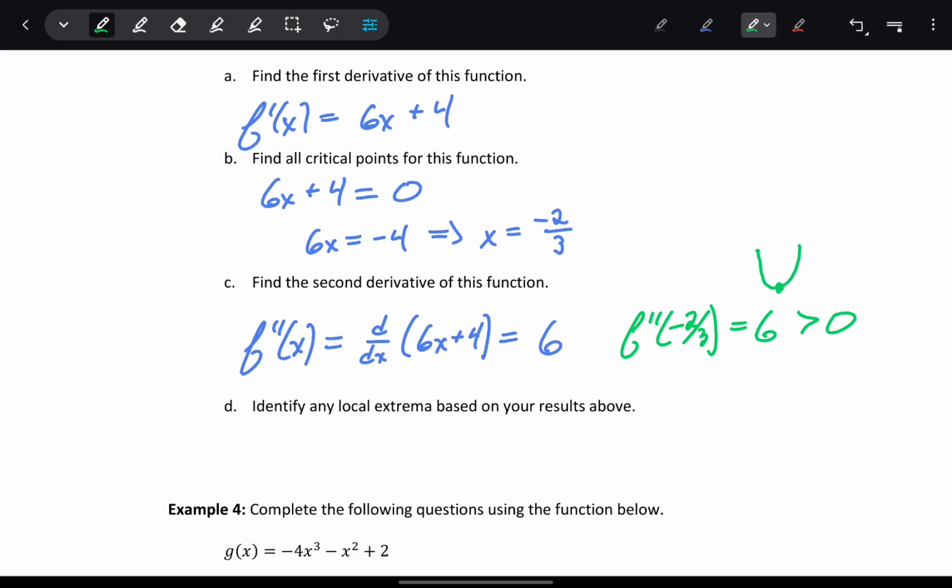So the first derivative is equal to 0. The second derivative is something positive. That tells us that we have a local minimum at x equals negative 2/3.